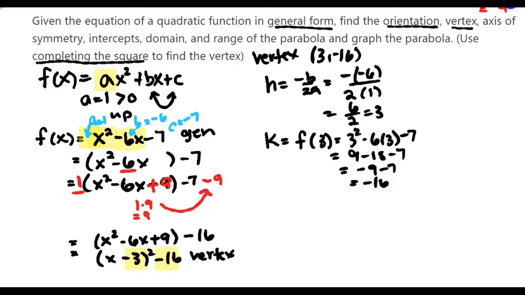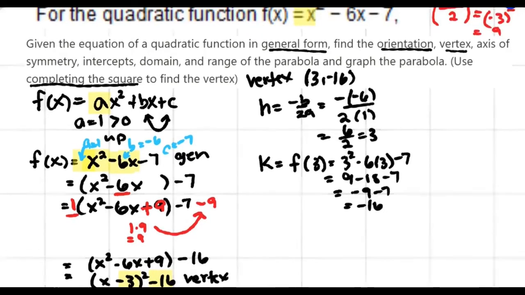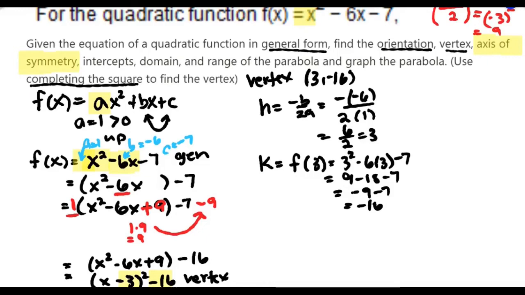So we found the orientation and the vertex. Now we want to find the axis of symmetry. And for a parabola, if you draw a vertical line that passes through the vertex, you get this line of symmetry. Around this vertical line, the parabola is symmetric on both sides.